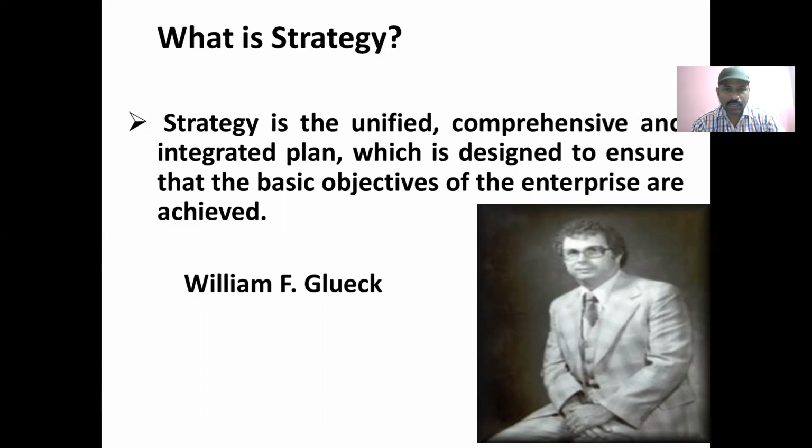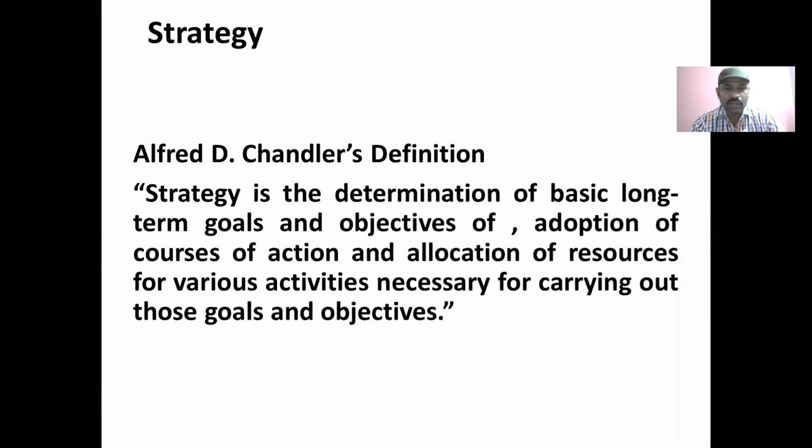Okay, and look at one more definition for strategy. This was a definition for strategy given by Alfred D. Chandler. And Alfred D. Chandler was one of the earliest contributors to the subject of strategic management. And he said, strategy is a determination of basic long-term goals and objectives of an enterprise, adoption of courses of action, and allocation of the resources that are necessary for achieving those goals and objectives. Though the definition of strategy given by Alfred D. Chandler appears to be lengthy, it's very easy to understand if you divide the definition into 3 parts.